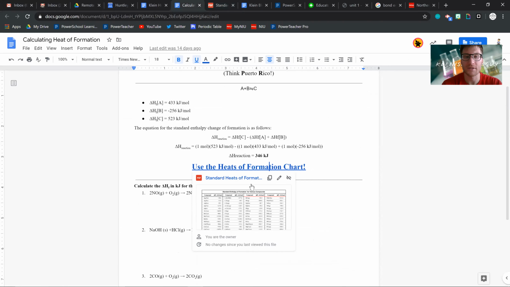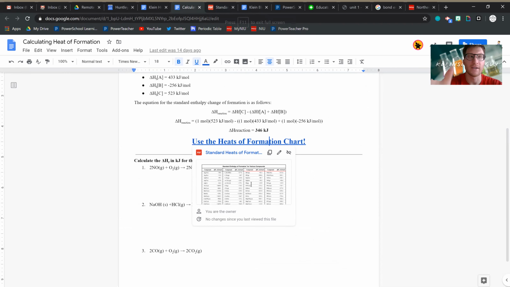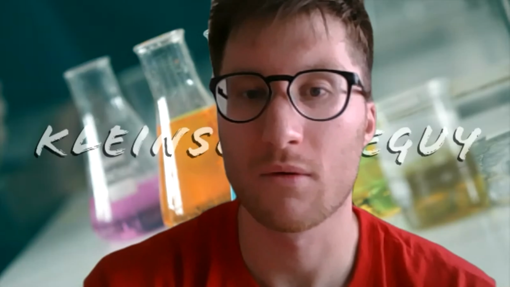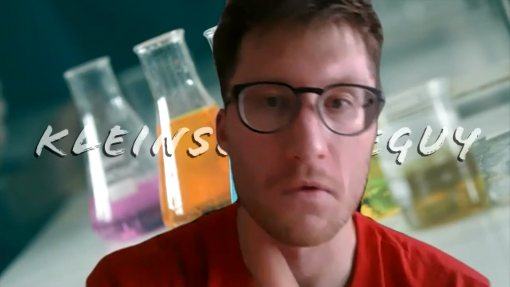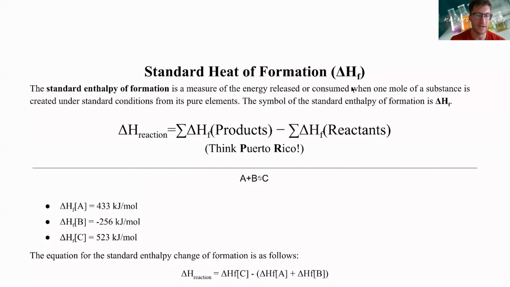So let's go through and do an example problem here. Let me go ahead and share my screen. All right, here we are. So here is today's worksheet. I just have to make sure that I have the standard enthalpies open.